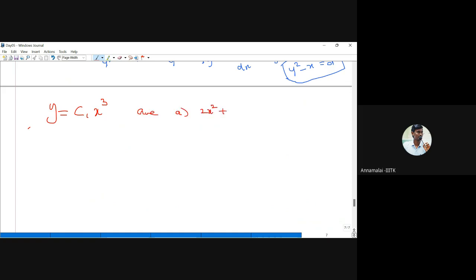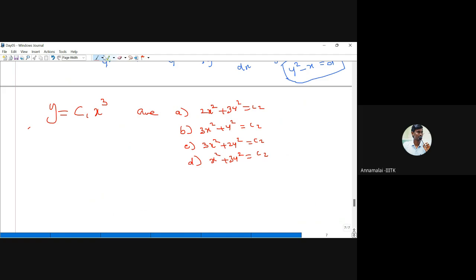2x square plus 3y square equal to c2. Second option is 3x square plus y square equal to c2. The third option is 3x square plus 2y square equal to c2, where c2 is some constant. Okay, D is x square plus 3y square equal to c2. So which family are orthogonal trajectories to this given family?